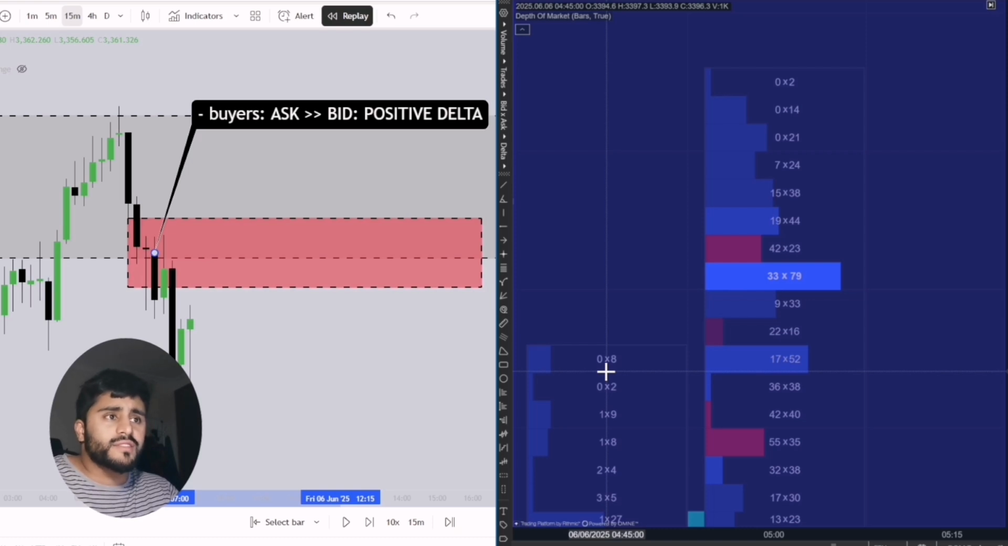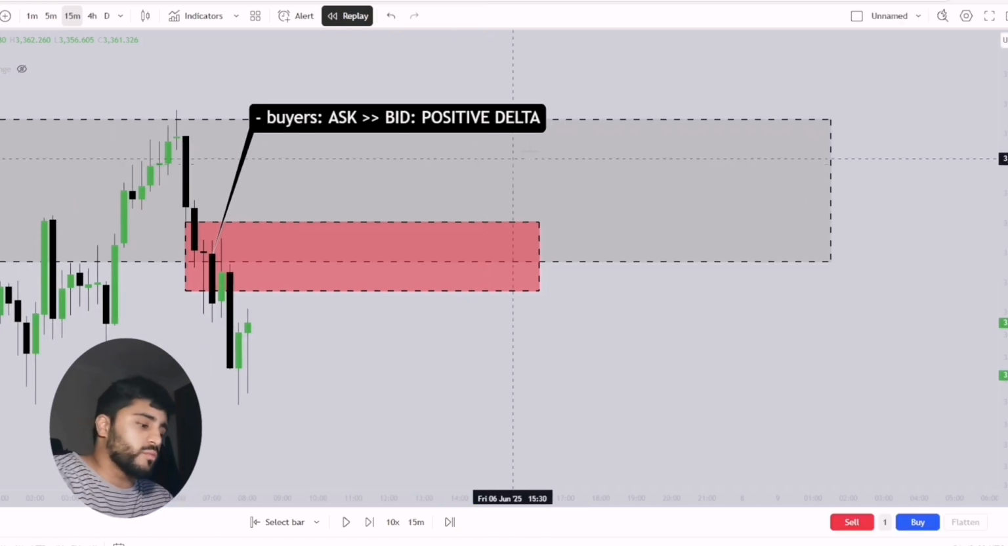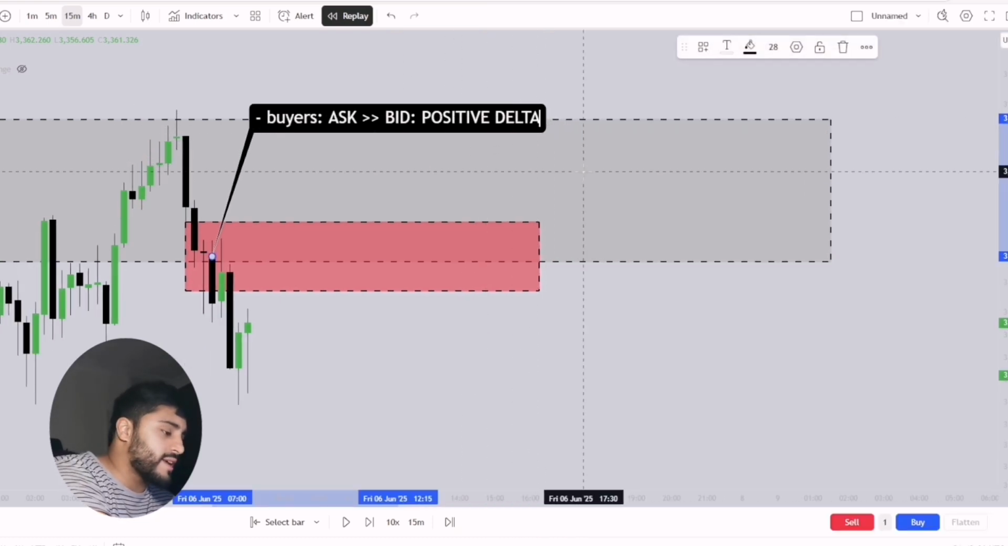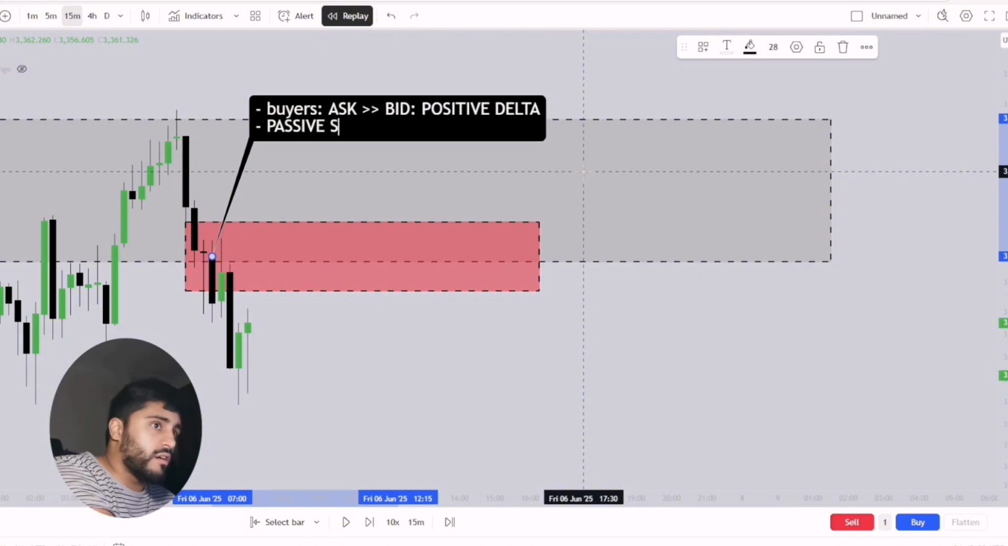And so when aggressive buyers have failed, you've seen that by the positive delta. What that means by default is that passive sellers are, let me spell that right, passive sellers are in control. And this is super important, so I'm just going to take a minute to explain this.